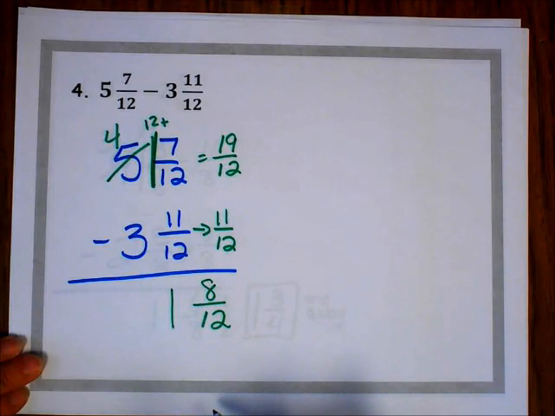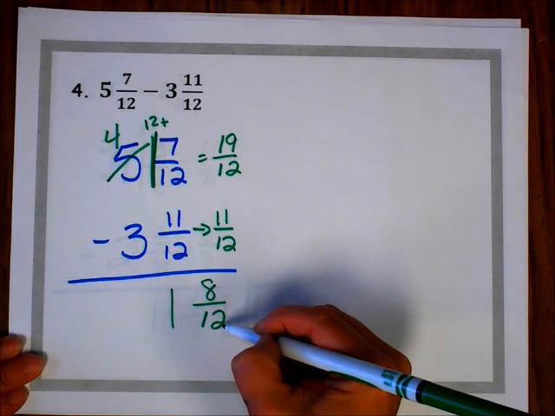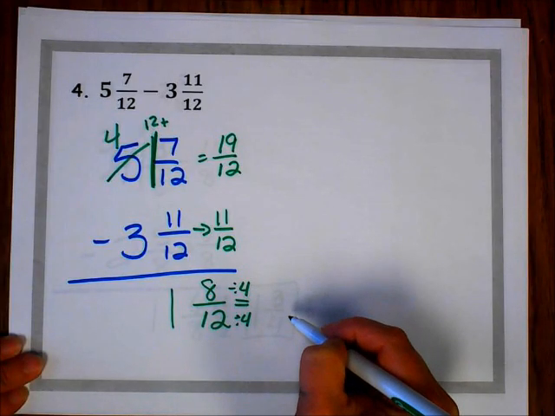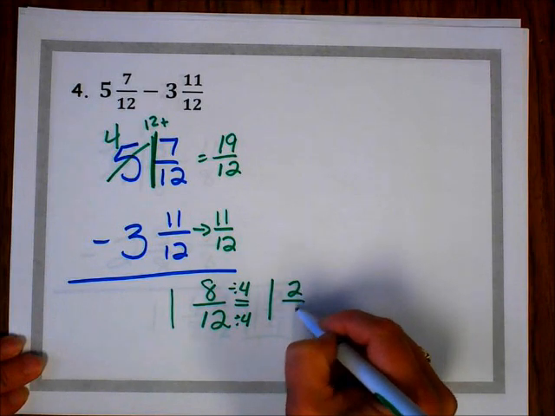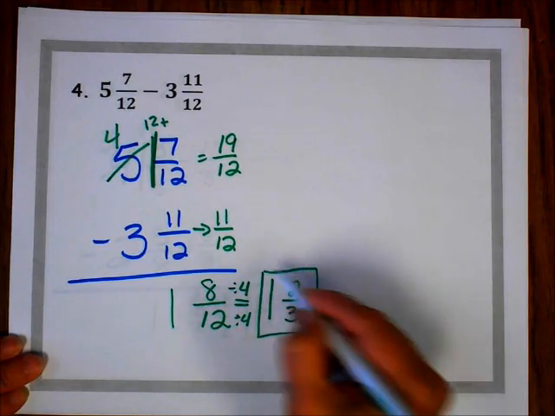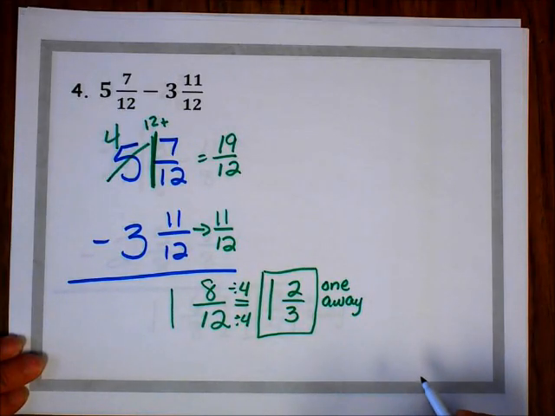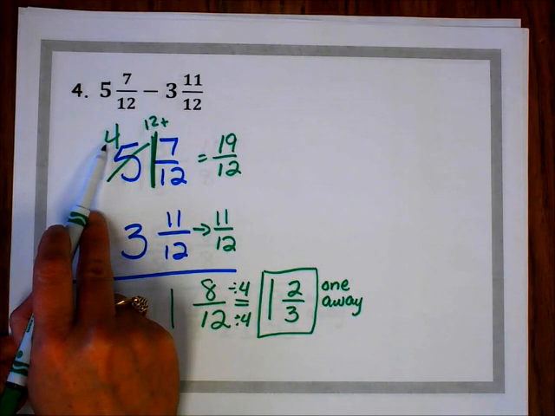Next, I check to see if I can simplify. Well, I know that 4 divides into both 8 and 12. So I'm going to simplify by 4s. Don't forget your whole number. So 1 8/12 simplifies to 1 2/3. I know that 1 2/3 is in simplest form because my numerator and denominator are 1 away. Let me caution you quickly. Whenever you borrow, don't forget to mark out the whole number and write your new whole number. Please don't forget that step.